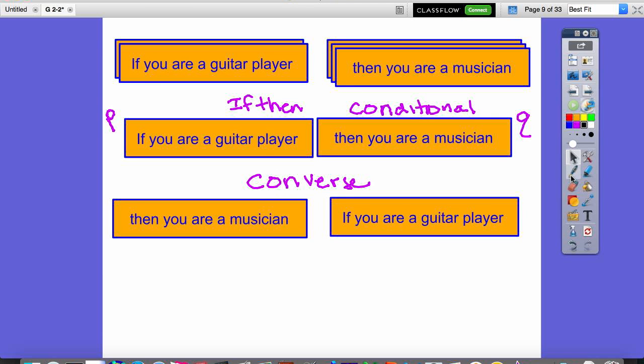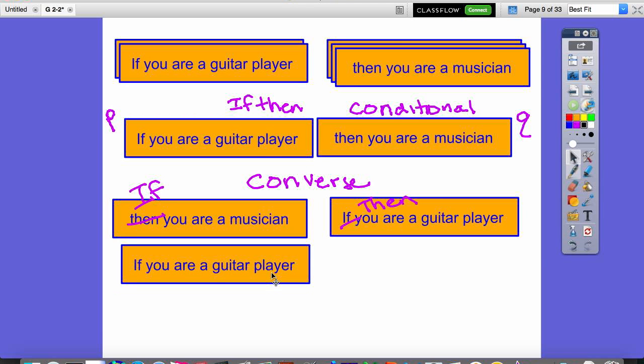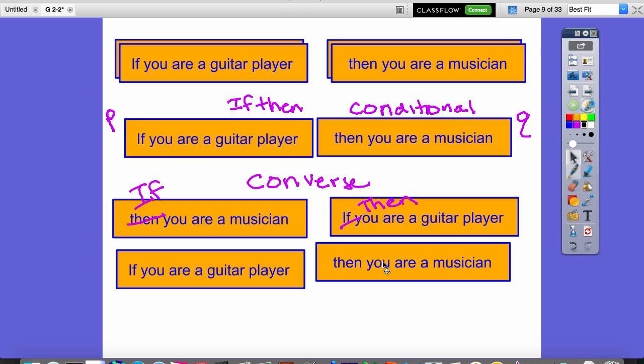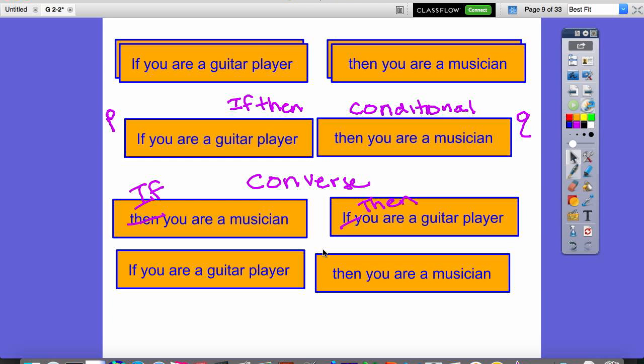I just need to change some wording here. So now I would say, if you are a musician, then you are a guitar player. That would be the statement. Then our inverse would be our original P and Q, but with negations. Negations meaning, if you are not a musician, then you are not a guitar player, and that's the inverse.